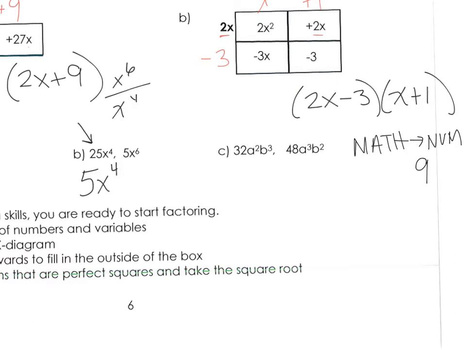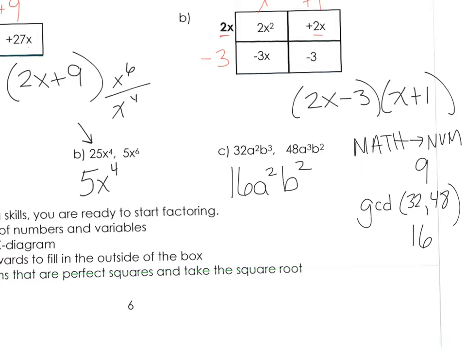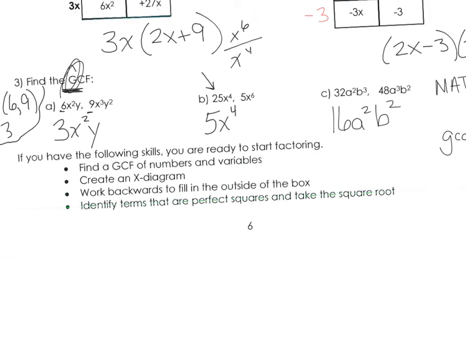In your calculator, it should show up like this. We're going to put in 32. Don't forget your comma. 32, your comma, and then 48. The GCF is 16. Okay? They both have A's, so I'll put an A there. Squared is the lowest exponent. They both have B's. Squared is the lowest exponent. And that is how we find a GCF.